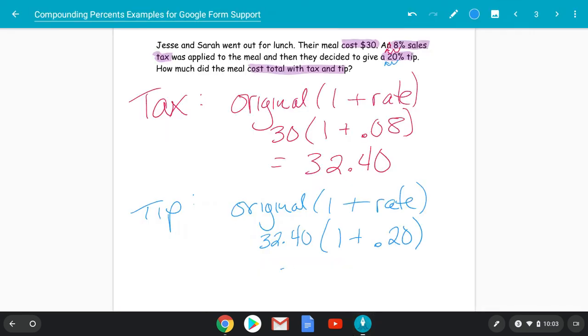$38.88. This one's really nice because it's, again, giving it to us with 2 decimal places. So I don't have to worry about rounding. That's going to be to the nearest cent. So we calculated how much it's going to cost them with the tax. Then we added on how much it's going to cost them with the tip to get our total of $38.88.